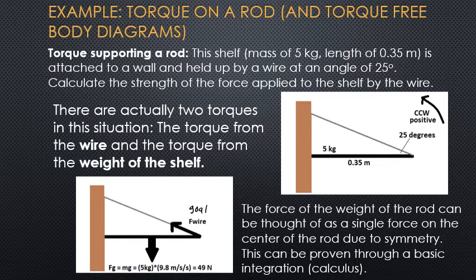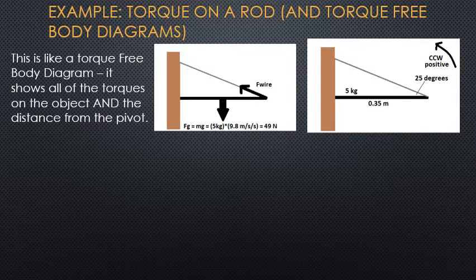There's that. So now let's solve the problem. We have a lot of information here. This is something I like to call a torque free body diagram. It doesn't even need all of this picturing to it. Honestly, if I were to draw a torque free body diagram for a problem like this, I would simply draw it like this. Here's my pivot point. Here's my shelf. I've got a force torquing it this way and a force torquing it that way. And that's my free body diagram.